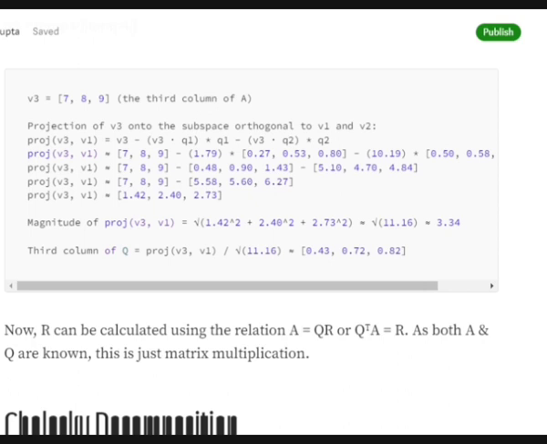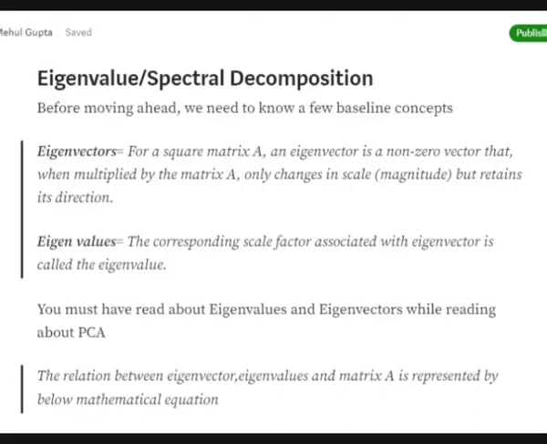So basically, using the calculated value for Q, we are able to calculate R also. So this is how QR decomposition is done. The next algorithm for matrix decomposition that we'll be discussing is eigenvalue or spectral decomposition. Eigenvalue or spectral decomposition is also a very popular matrix decomposition algorithm that is used majorly in PCA.